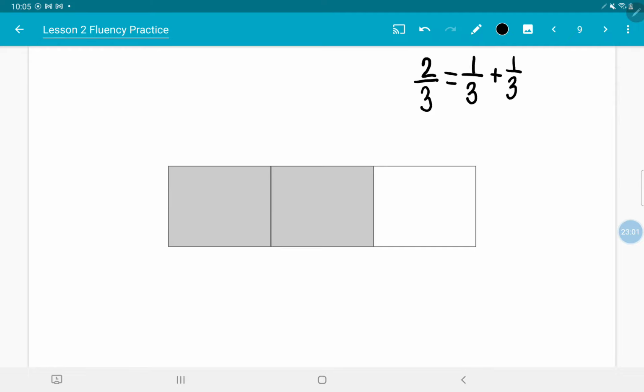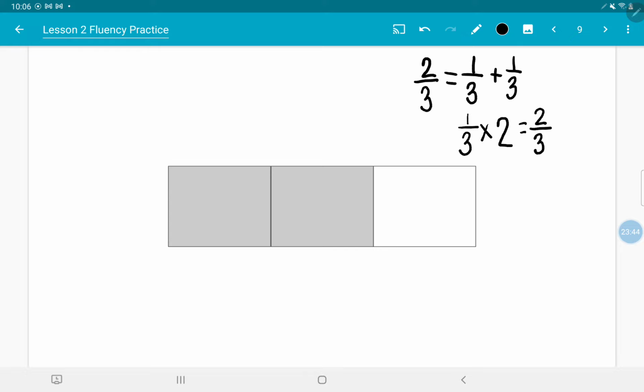Yes. Okay. How could I write that addition sentence as multiplication? What's each piece? 1/3. And how many do I have shaded? 2. So I would write 1/3 times... How many pieces are shaded? 2. 1/3 times 2 is equal to 2/3.